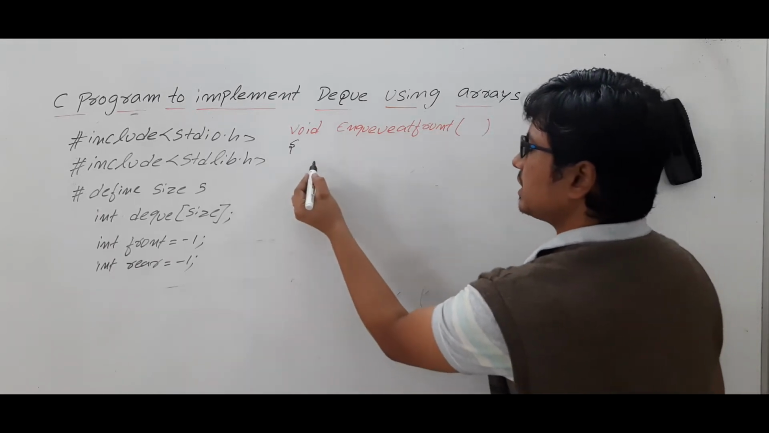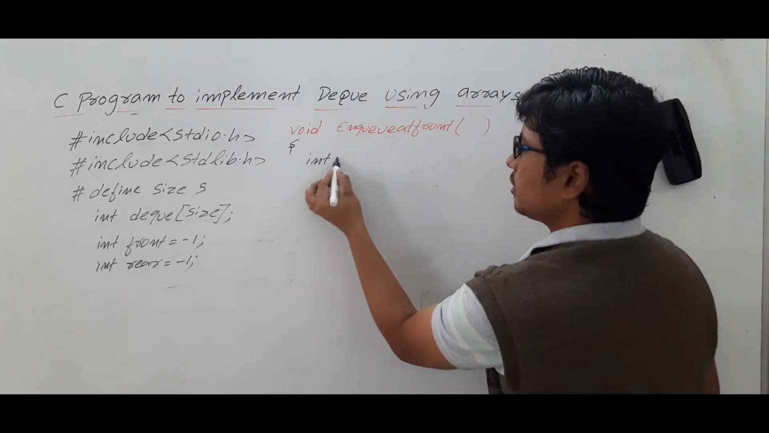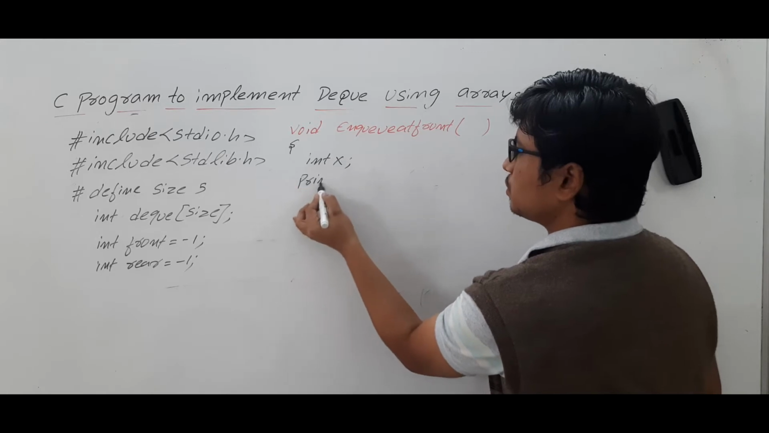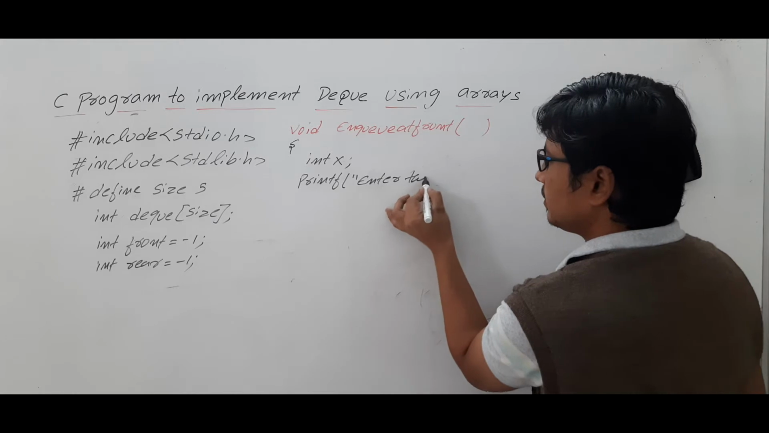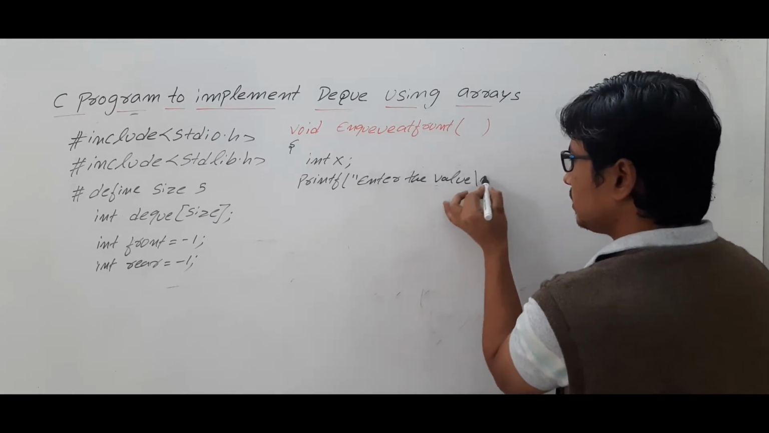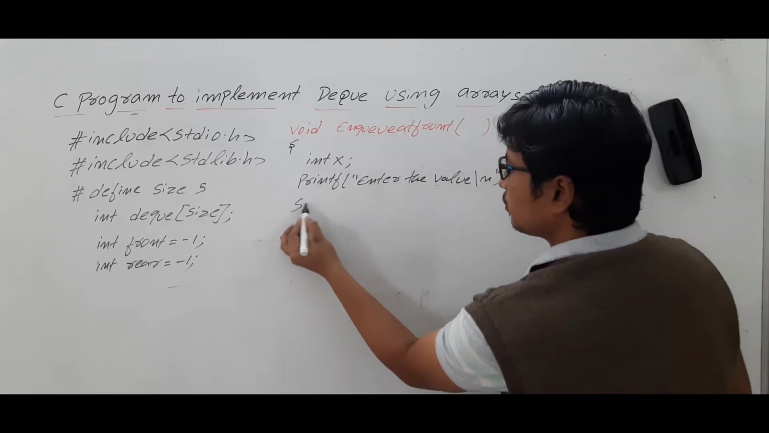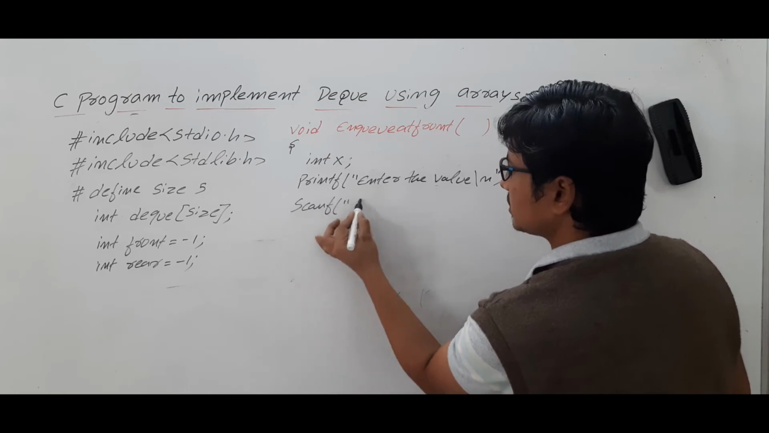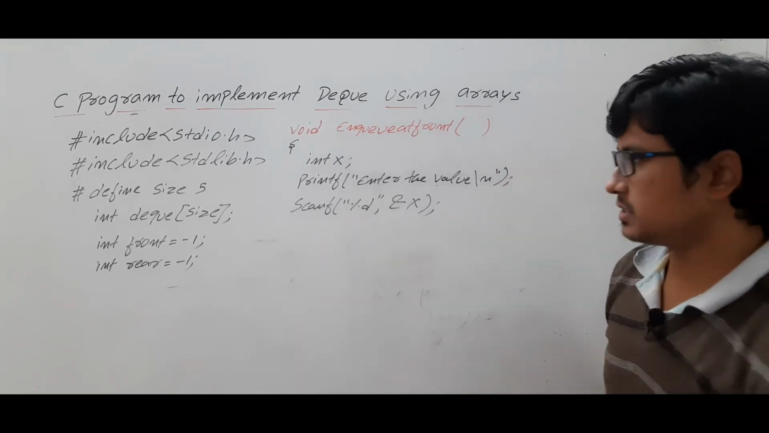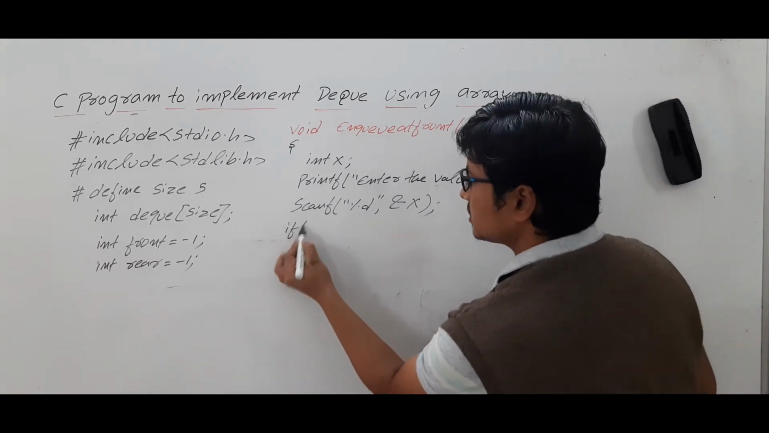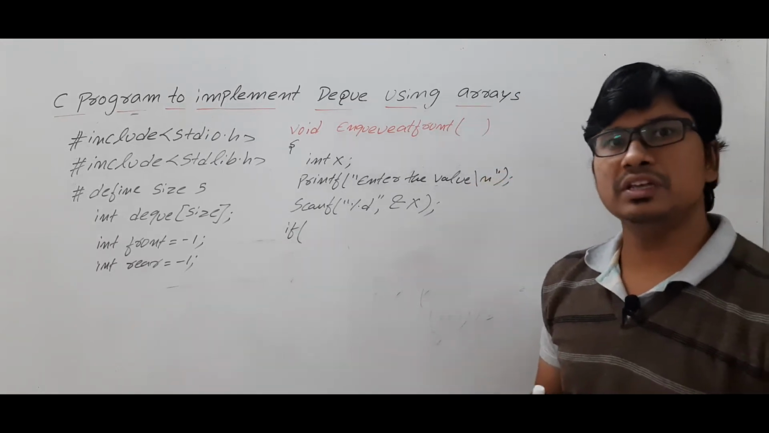Now whenever you are inserting, you need to take a variable and ask the user to enter some value. Then you can read that value using the scanf function. As we are reading an integer, let me write %d and &x. After that, you need to check whether the queue is full or not.